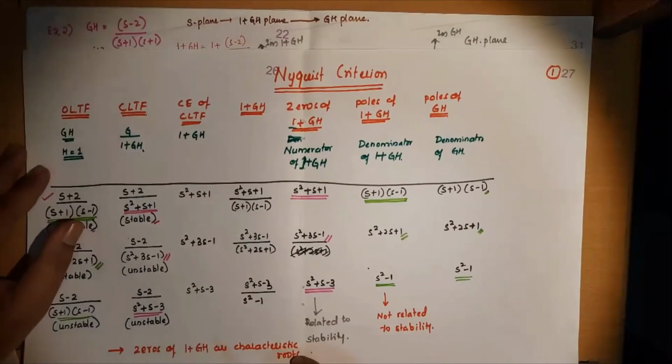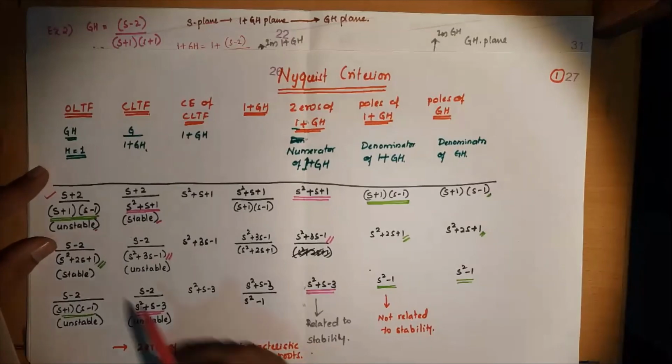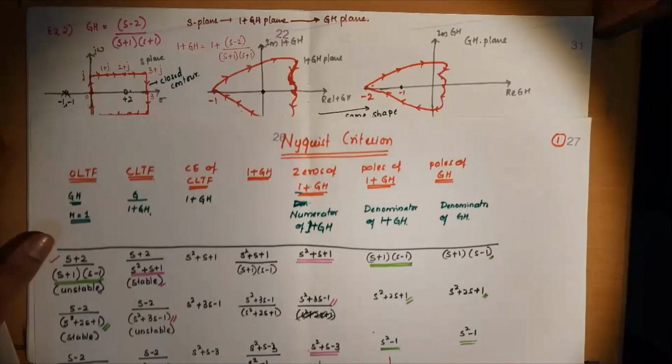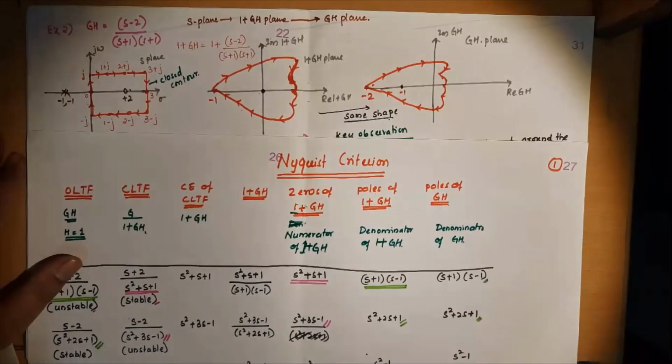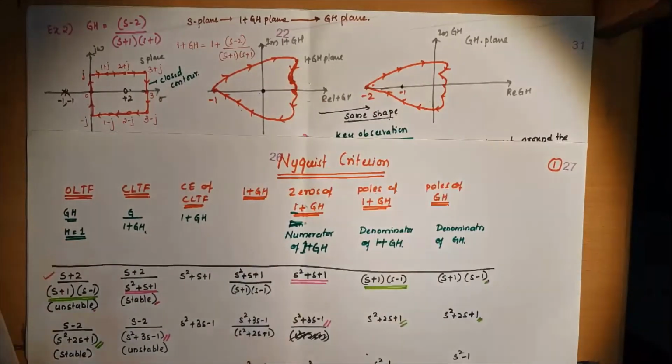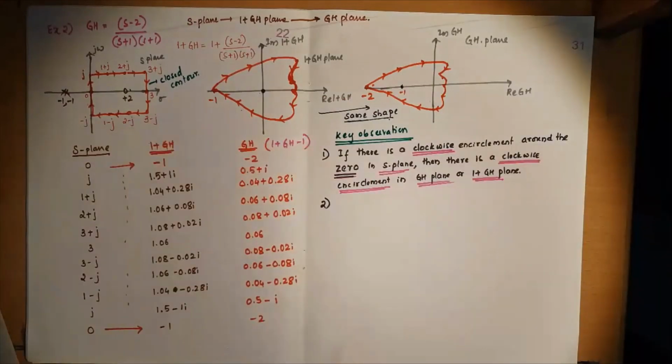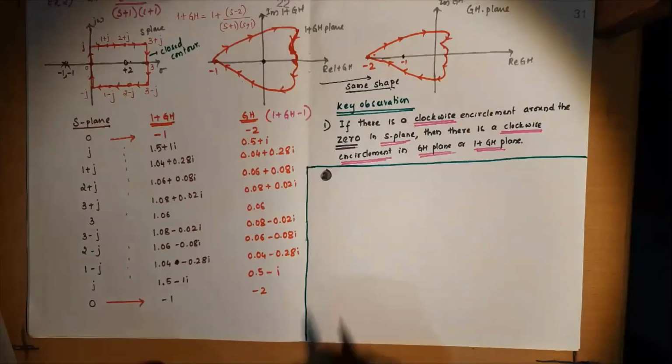And similarly, let us look at the second example we did. What we did is open loop stable and closed loop unstable. Fine. So this mapping is done. Next, we are going to propose or explain the Nyquist criterion.